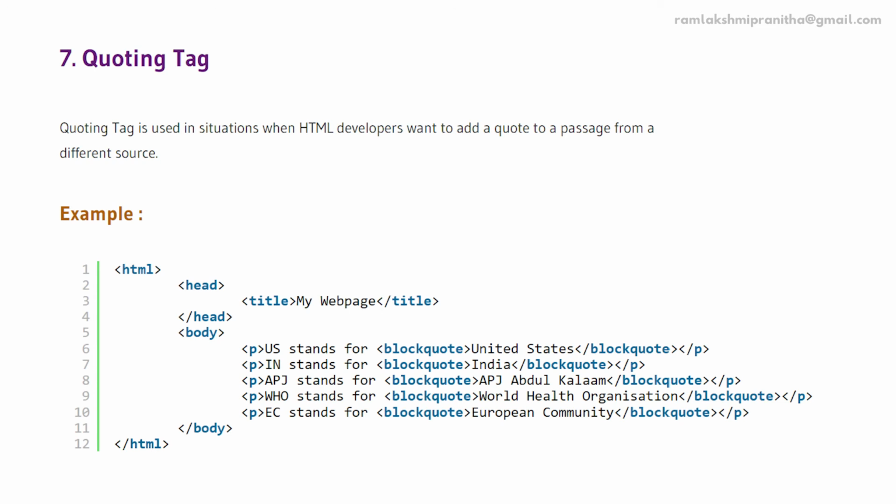(7) Quoting tag. Quoting tag is used in situations when HTML developers want to add a quote to a passage from a different source. Example. In this example we have a sample HTML code with opening head and body tags. Title tag is also declared, which defines the title of the web page.